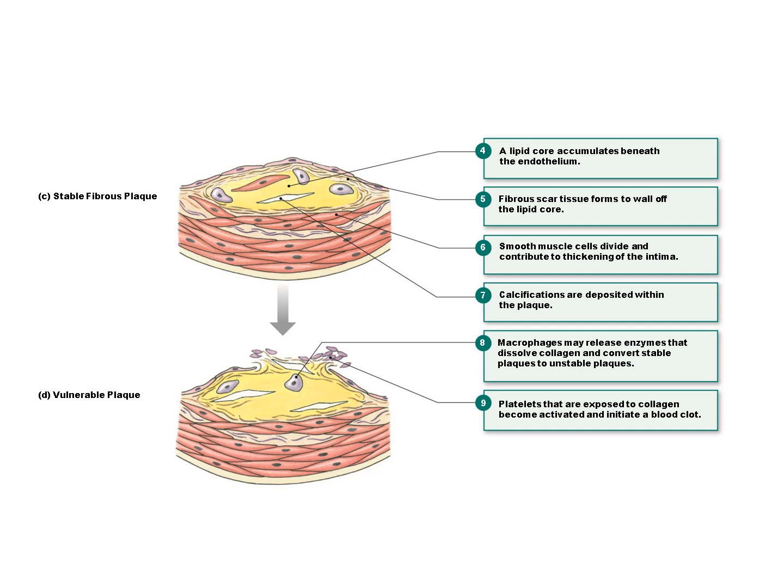In the vulnerable plaque stage, macrophages within the plaque may release enzymes that degrade collagen, weakening the structural integrity of the plaque. This transformation makes the plaque more prone to rupture. If the plaque ruptures, platelets within the bloodstream come into contact with the exposed collagen, triggering blood clot formation.